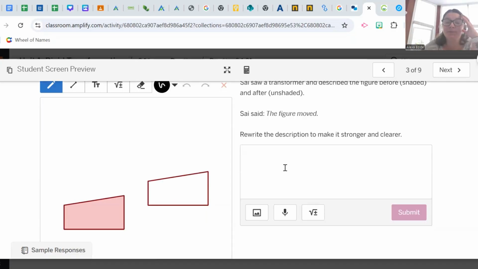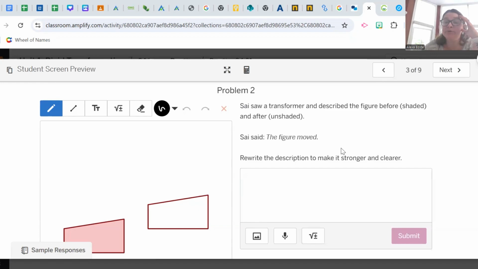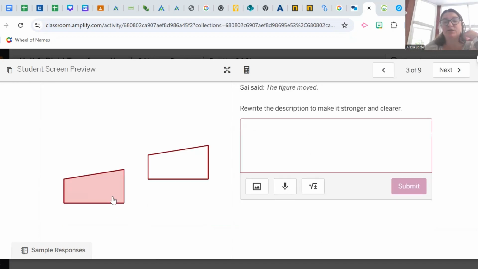But basically on this one, Sai just said the figure moved. How can you rewrite this description to make it more specific? If I gave you this shape and all I said is move the figure and I want you to move it exactly here, how can you make it stronger? How did the figure move? Give a little bit more explanation for me.